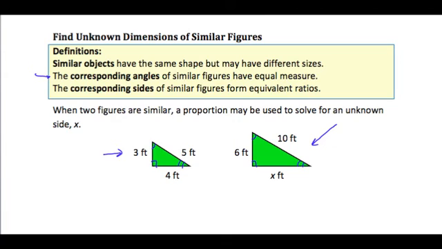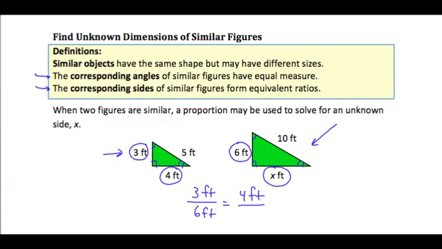Okay? So the corresponding sides of similar figures form equivalent ratios. That's a lot to take in, but when we look at the example, you see this is pretty easy. So if I look at a set of corresponding sides, like this side that's 3 feet and 6 feet, those are corresponding sides. If I write that as a ratio, I'd have 3 feet is to 6 feet. That has to be the same as any other set of sides between these corresponding figures. So I could take a look now at these corresponding sides, 4 feet and x feet, and I could use that proportion to solve for this missing value.